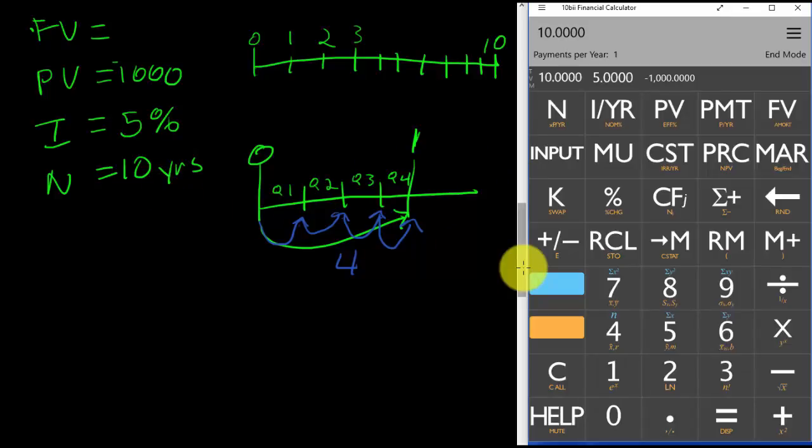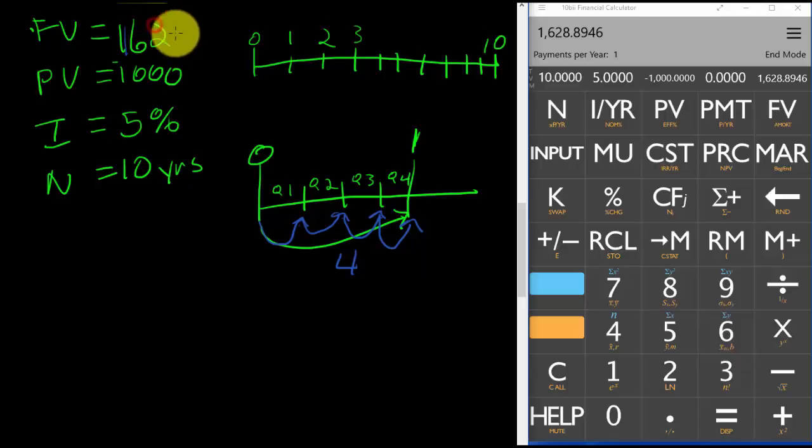And I'm going to get a solution of future value 1628.89. So 16, whoops, let's go back to green. 1628 and 89 cents. All right.